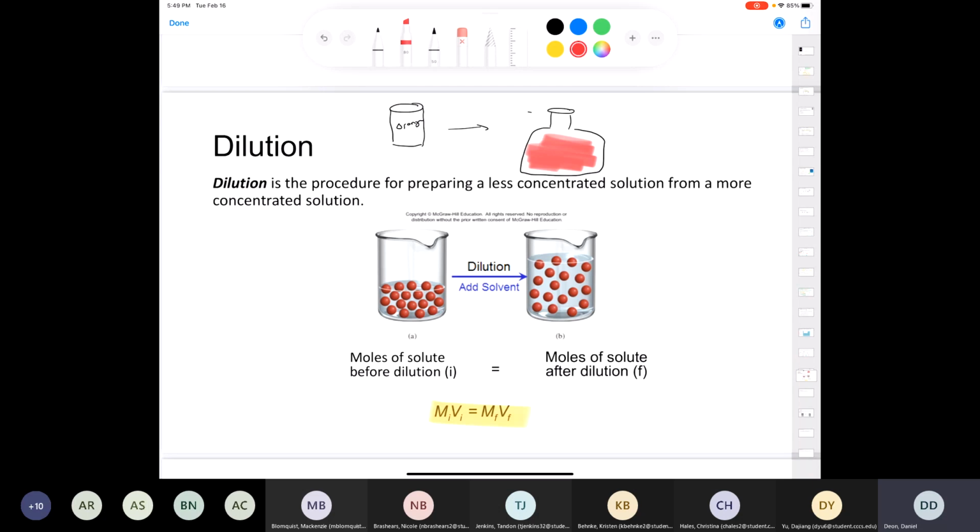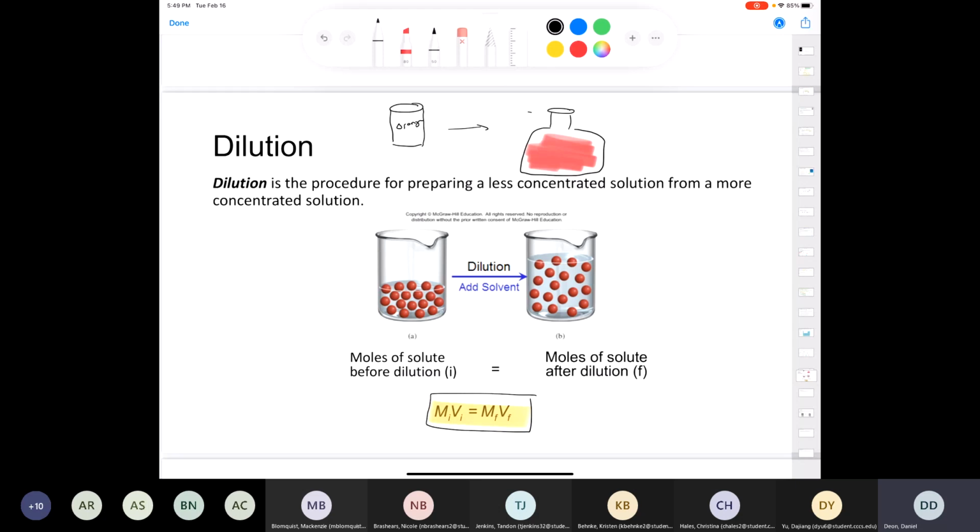So dilution is just adding solvent, is all you're doing. You can see the number of moles of the solute doesn't change, but the volume does. So the formula for dilution, or the relationship between concentration and volume, I should say, is this. The initial concentration times the initial volume is going to be equal to the final concentration times the final volume.